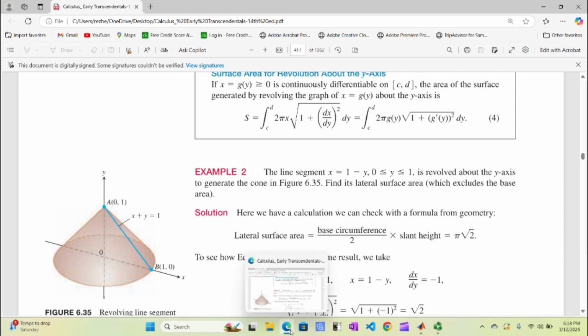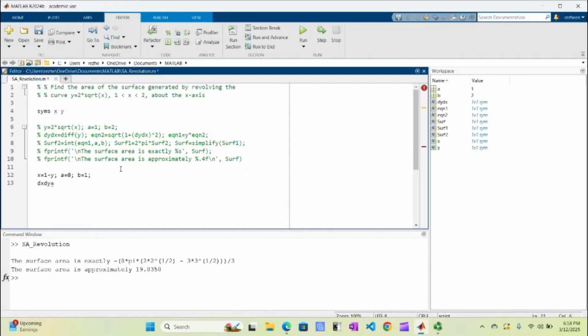All right, so we're going to solve this example here. Find the lateral surface area. So let's go to MATLAB. What I'm going to do is type in my code and I will explain what I've done.